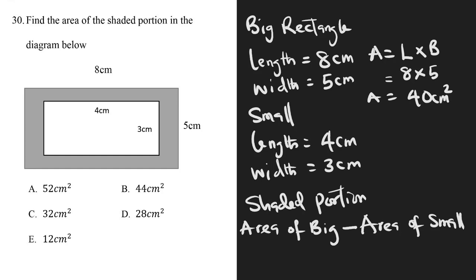Then for the small now, you know that area is equal to length times breadth or width. And what is the length? The length is 4 centimeters times the width is 3 centimeters. So the area here will give you 12, right?